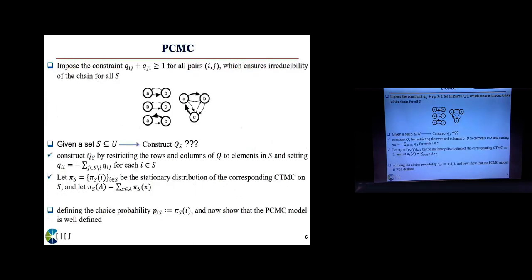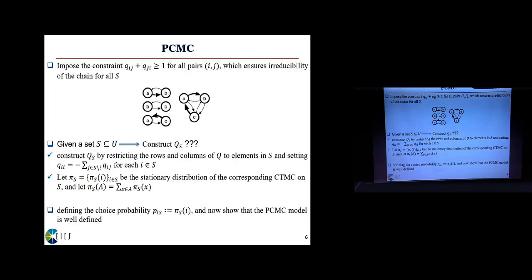This is the schema. The left side is a schematic view of the Markov chains for choices A and B, B and C, and A and C. The thickness of those arrows is the rate of transition. The right side is the assembly of these choices in a triangle shape, with the same transition rates. We imposed a constraint here, which is Qij plus Qji is greater than or equal to 1 for all pairs ij, which ensures irreducibility in our model.